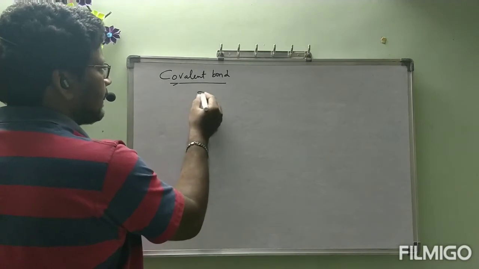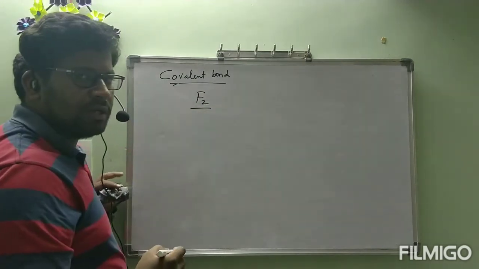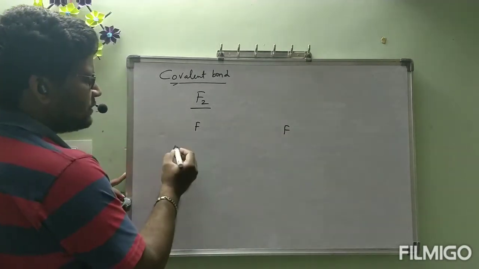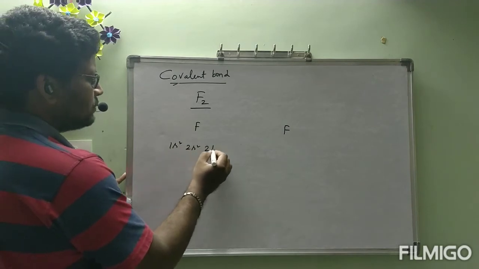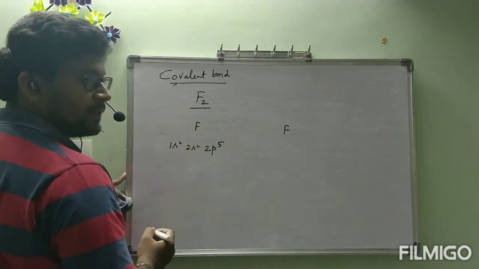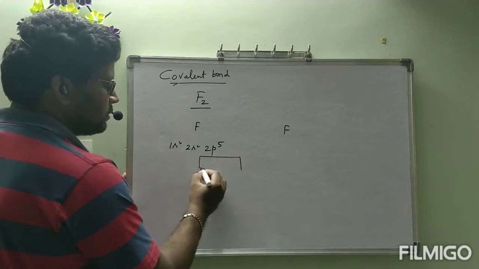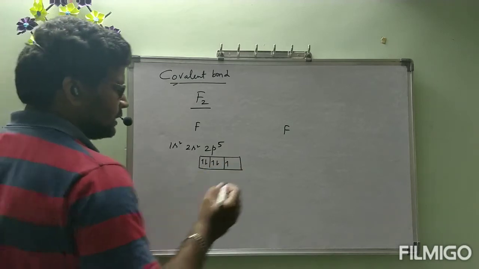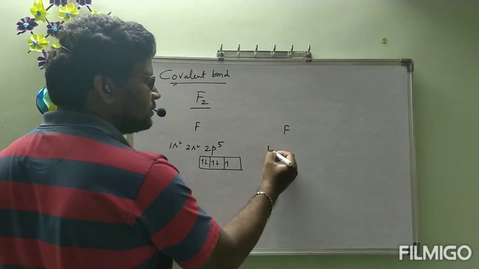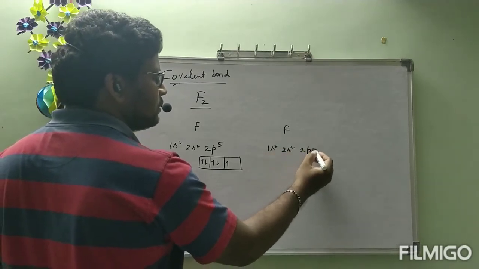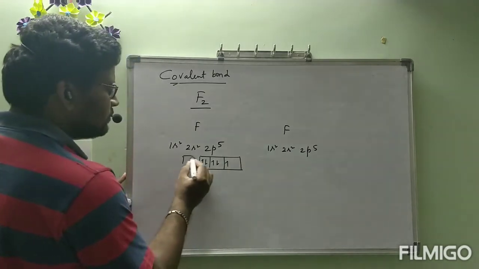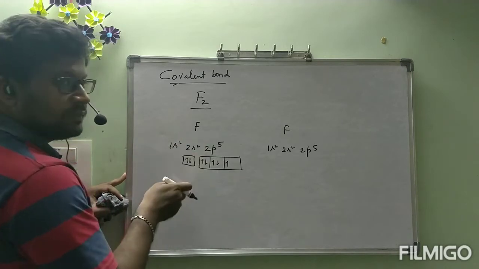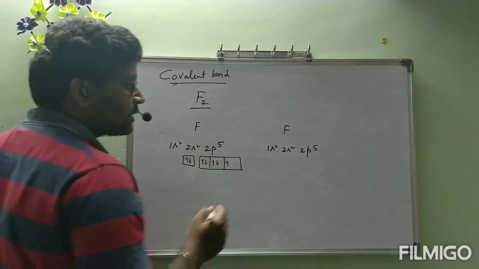F2. Formation of fluorine molecule. Two fluorines we have. The electronic configuration of this fluorine is 1s2, 2s2, 2p5. The same configuration will be for the second fluorine also: 1s2, 2s2, 2p5. I am showing the outermost electrons with the help of boxes now. These are outermost electrons, because fluorine has two shells. In the second shell it has 7 electrons.